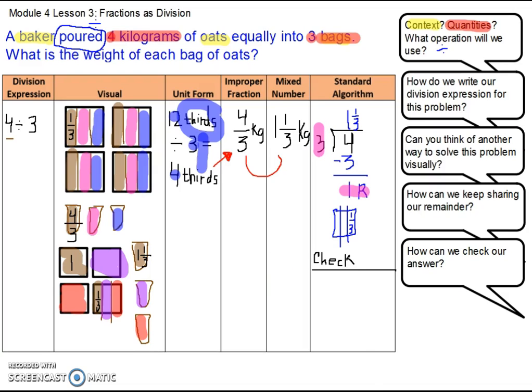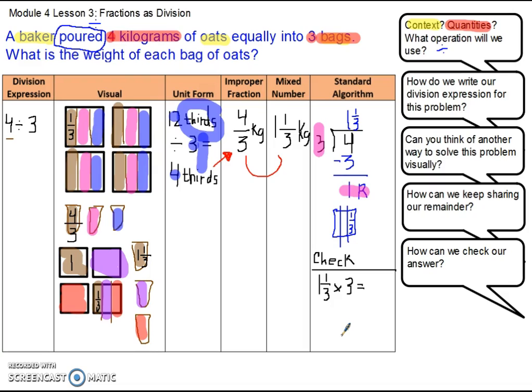Now we want to think about how can we check our answer to make sure that we solved it correctly, because it's always good to go back and check. We've talked about how, because we're doing 4 divided by 3, the inverse of division is multiplication, and you would multiply your answer, 1 and 1/3, by how many groups you have, which is 3. And it should equal that inside number 4. So 1 and 1/3 times 3 is how we would check our answer.